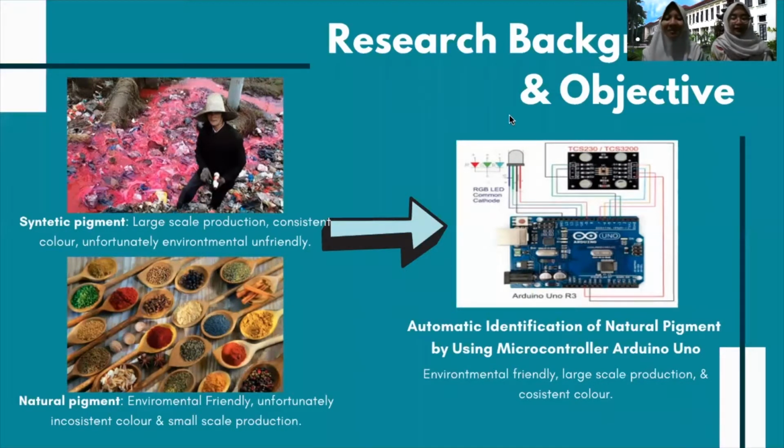and small-scale production. Based on our research background, this is the objective: automatic identification of natural pigment by using microcontroller Arduino Uno, that we want to make a pigment that is environmentally friendly, large-scale production, and consistent color.